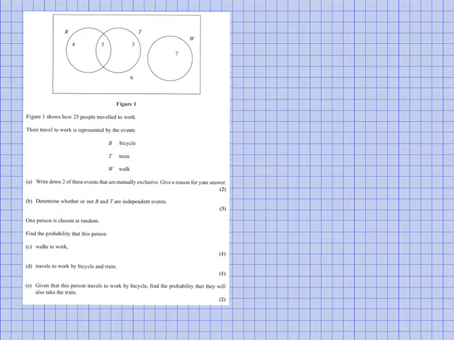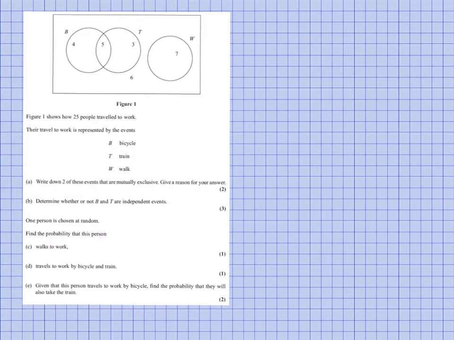Okay, let's try and answer the actual question. We need to understand the context of the question, what it's asking us about, and this is about people travelling to work. There are 25 people in our sample. It tells us that in the question. They bike, train or walk to school. 2 of the events are mutually exclusive. Write down which of they are, giving a reason.